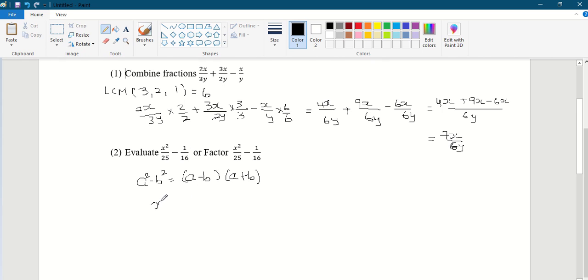So in this particular example, we can write x square over 5 square minus 1 square over 4 square. So then simplifying this becomes x over 5 subtract 1 over 4, times x over 5 plus 1 over 4. Doesn't matter which order we write, once we'll write negative, once we will write positive.